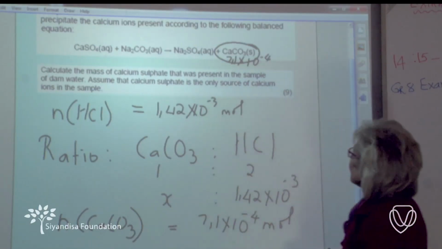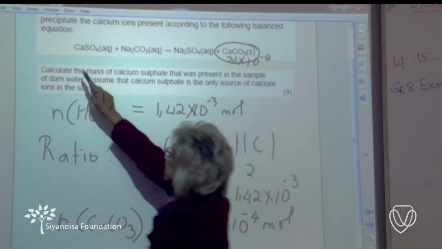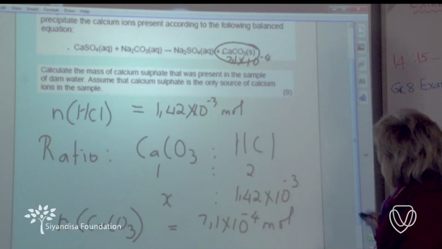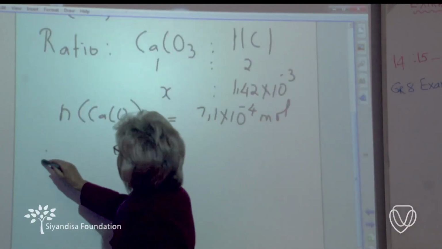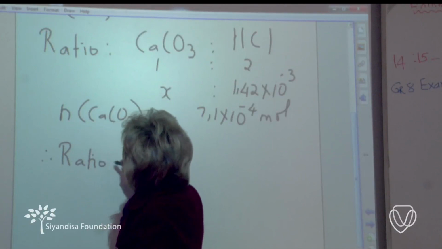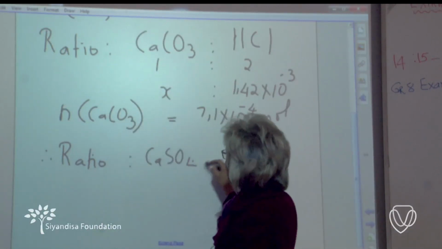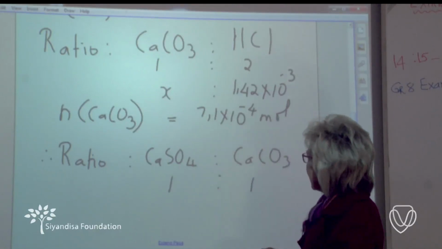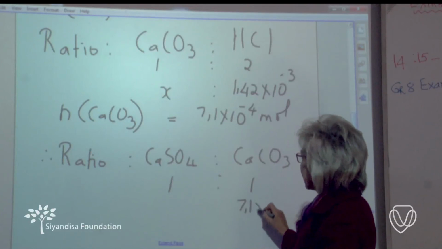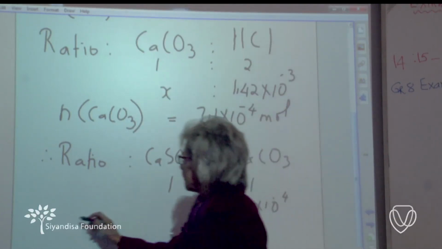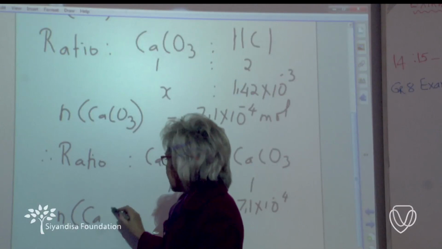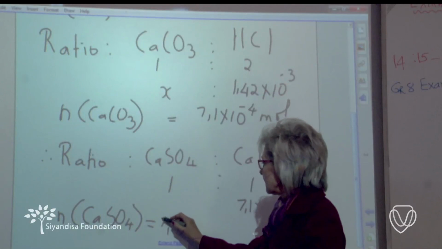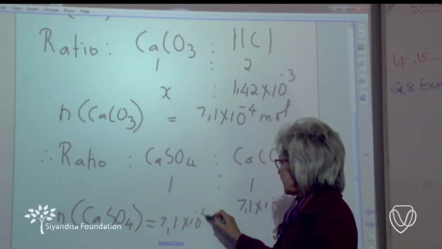And if I now look at my balanced equation, the ratio is 1 to 1. Therefore, the ratio of calcium sulfate to calcium carbonate is 1 to 1 on the balanced equation. This one was 7,1 times 10 to the power of negative 4. Therefore, the amount of mole of calcium sulfate is also 7,1 times 10 to the power of negative 4 mole.